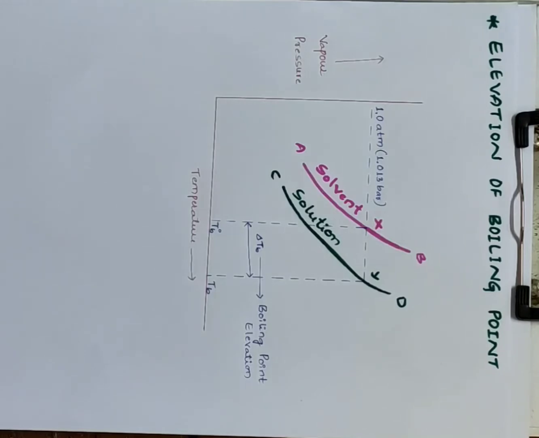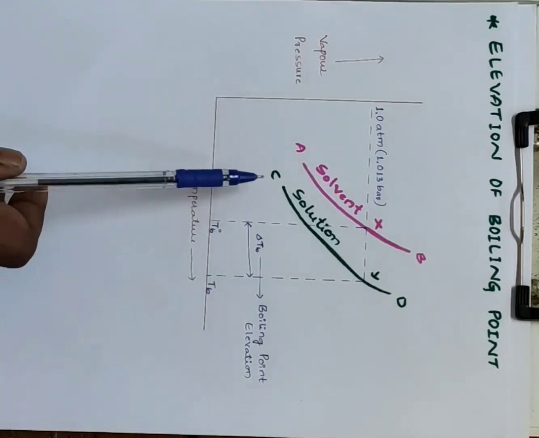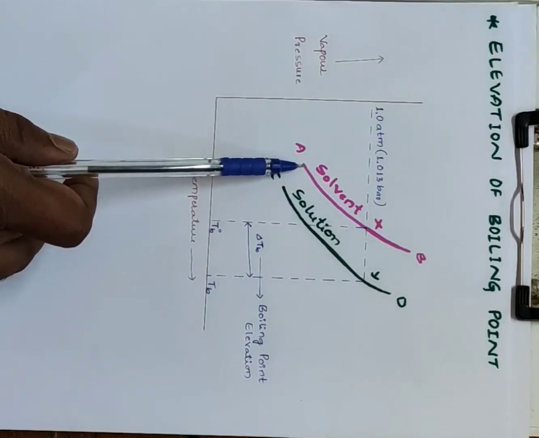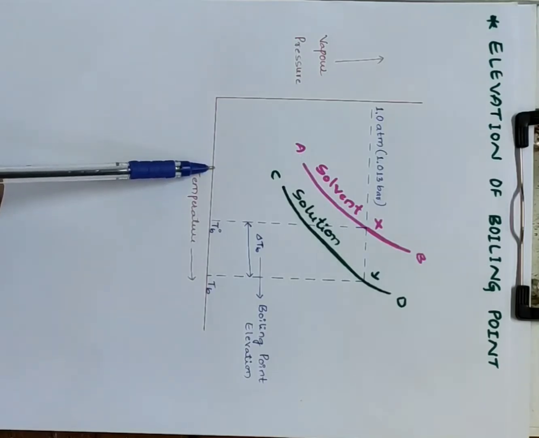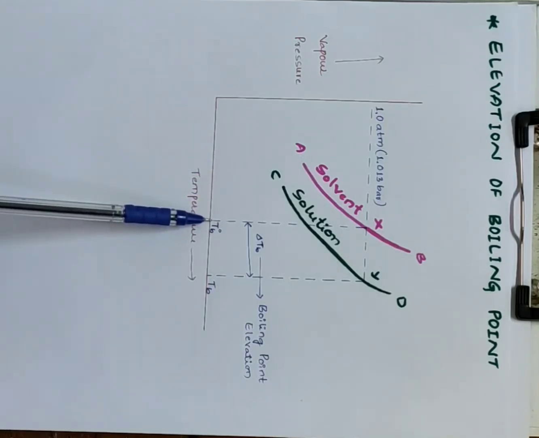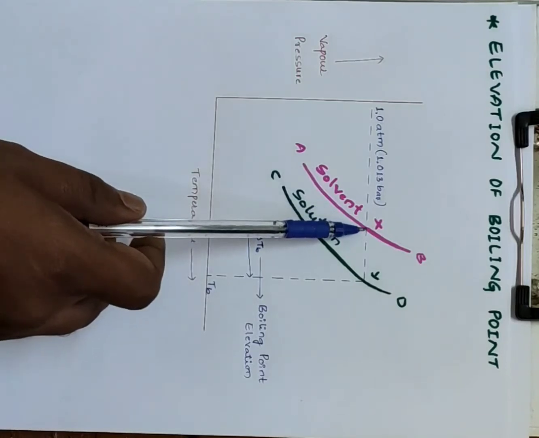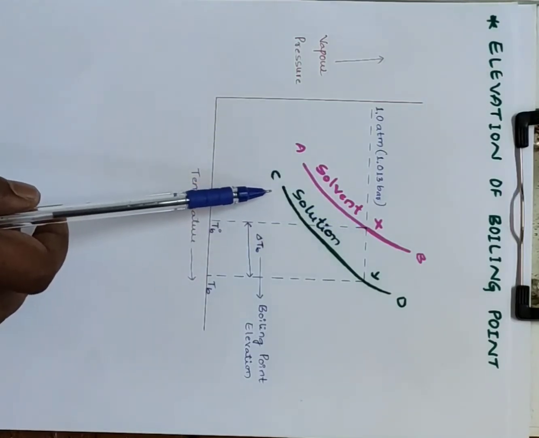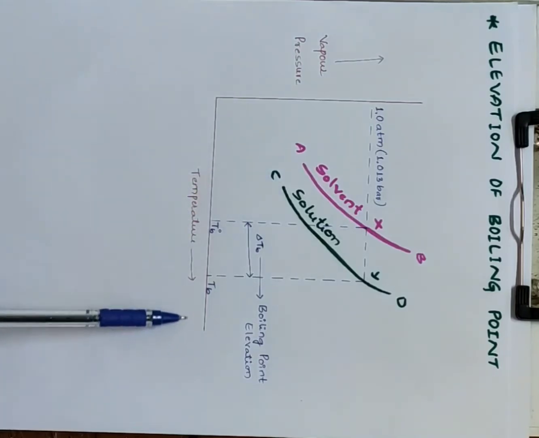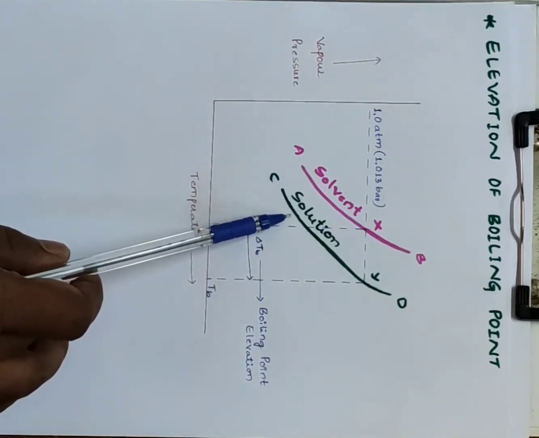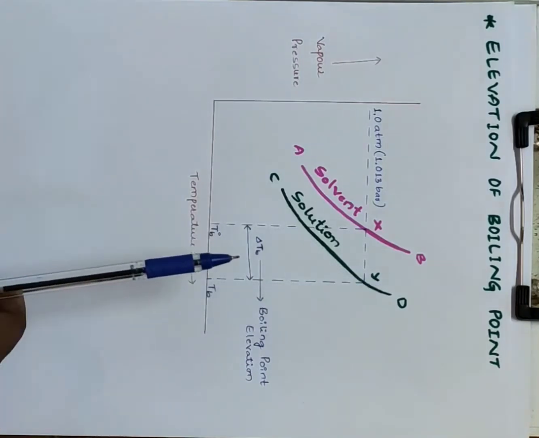So in this elevation of boiling point, the vapor pressure of liquid increases with increase in temperature. See here, if you consider this point, the temperature is less. As the temperature has increased to this point, the vapor pressure also increased. It is the same for solution. Here the temperature will be less. As the temperature increases, the vapor pressure also increases.